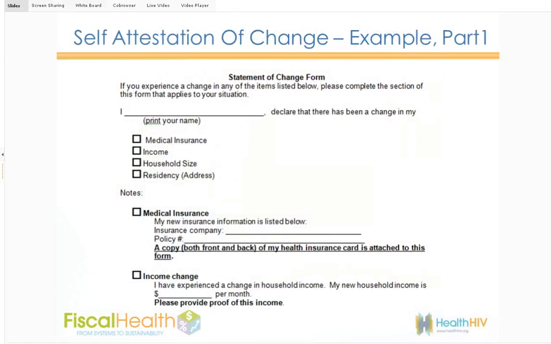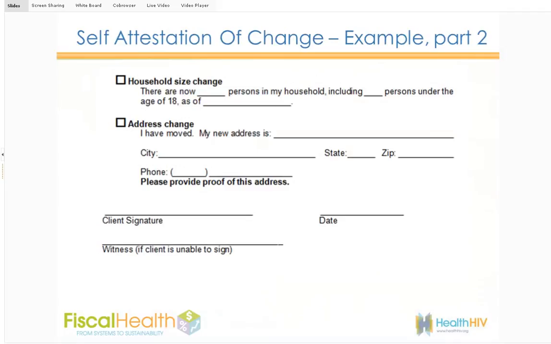And this is what a self-attestation of change form could look like. Again, the patient's name is associated with it. They can check which areas they've had a change, and then they can say, this is my new insurance, this is my new income, my household size has grown or decreased, this is my new address.